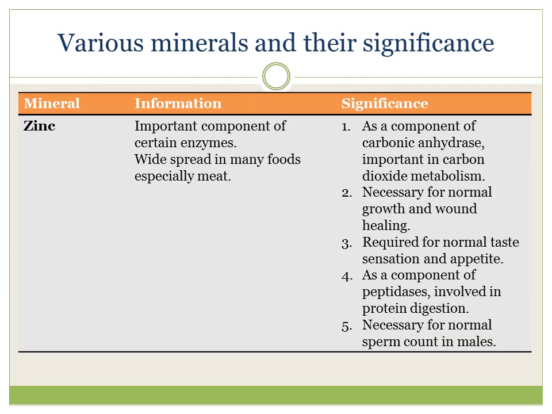The next mineral is zinc. It is an important component of certain enzymes, and zinc is widely spread in many foods, especially meat. Coming to the significance of zinc, as a component of carbonic anhydrase, it is important in carbon dioxide metabolism. Zinc is necessary for normal growth and wound healing. Zinc is required for normal taste sensation and appetite. And as a component of peptidases, zinc is involved in protein digestion. Zinc is also necessary for normal sperm count in males.